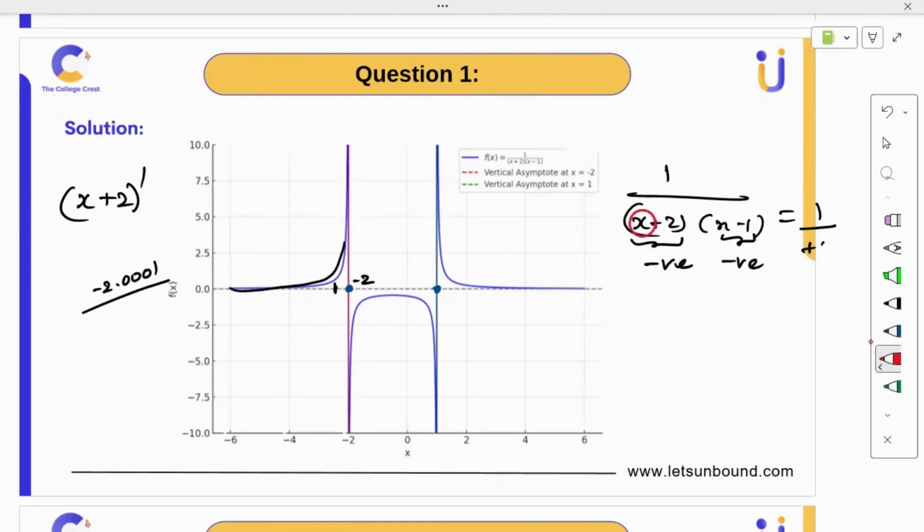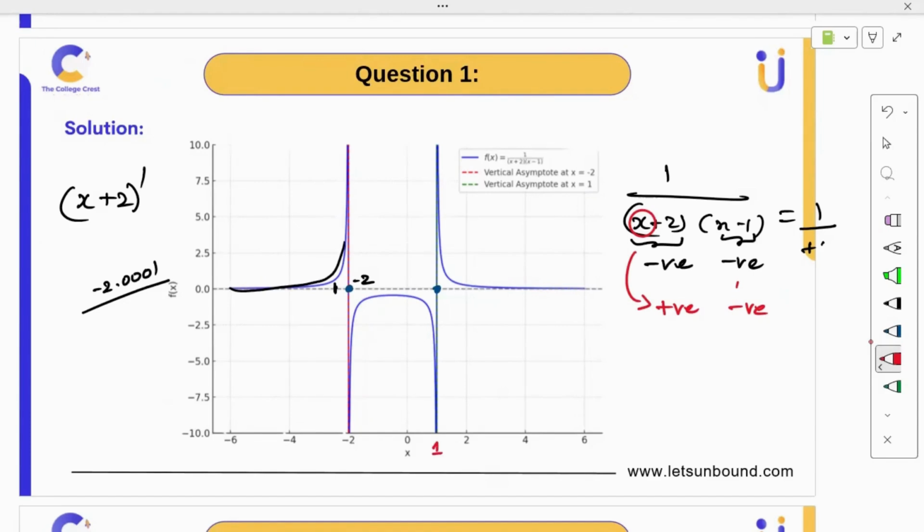anything to the right of -2 will be greater than -2, so x plus 2 will be positive. This is still left of 1, right? So that will be negative. So it approaches negative infinity. You can plug in some very close value and check for the sign. That will say which infinity we should approach. Right? And x is equal to 1 also.